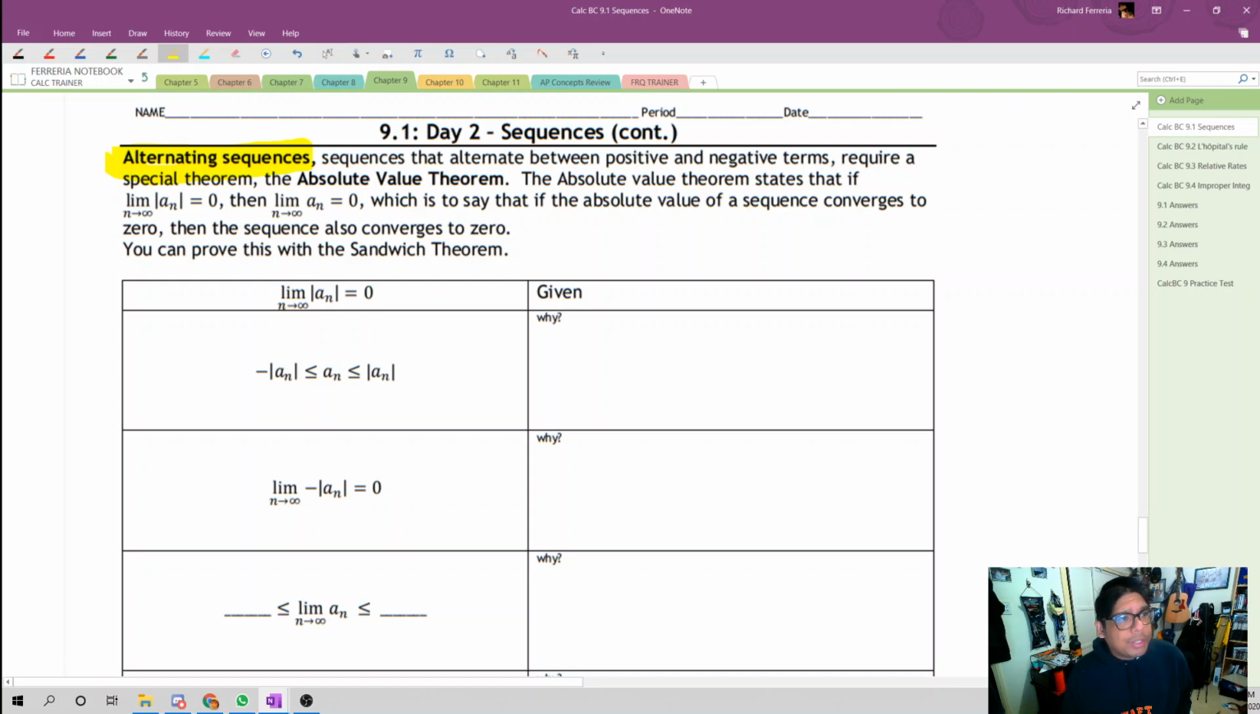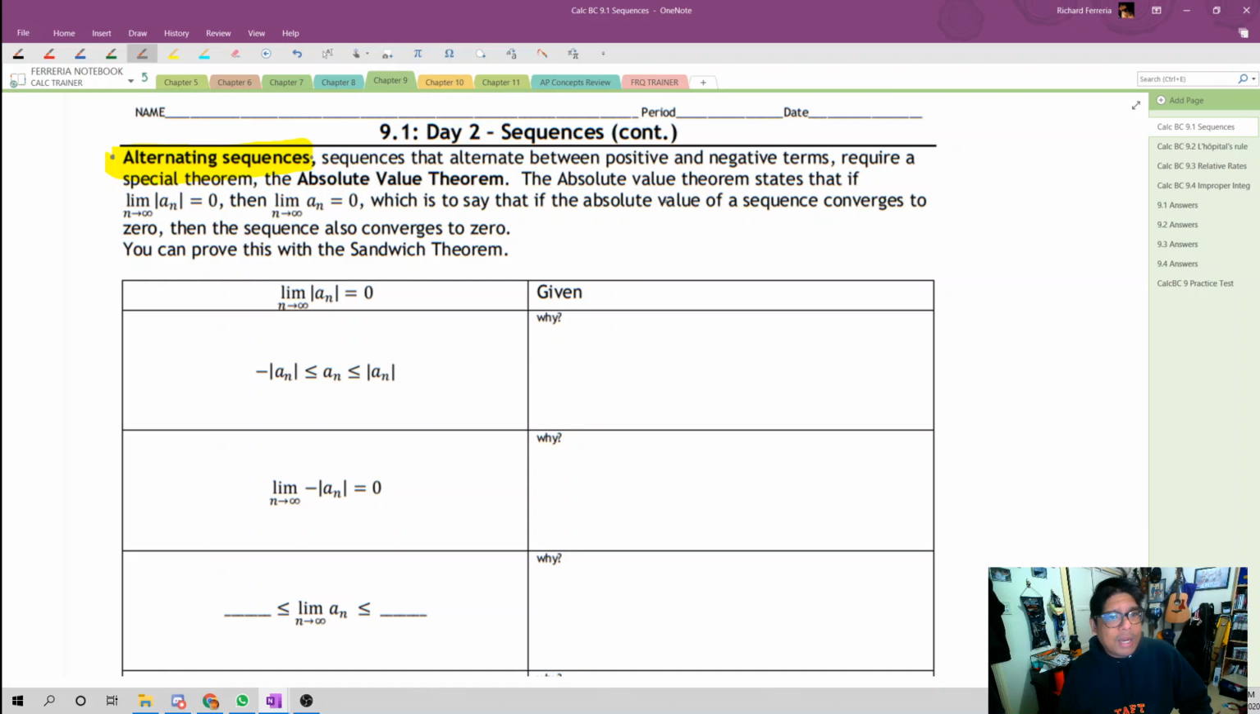We're going to transition here to something called an alternating sequence, and alternating sequences seem innocent enough, and maybe they don't seem innocent, I don't know, but maybe they sound kind of complicated. But alternating sequences are really going to be kind of a savior. We know a lot of things have to happen for an alternating sequence, and there is a special theorem called the absolute value theorem. The absolute value theorem states that if the limit of the absolute value of a sequence is equal to 0, then the limit of the sequence without absolute values is also equal to 0.